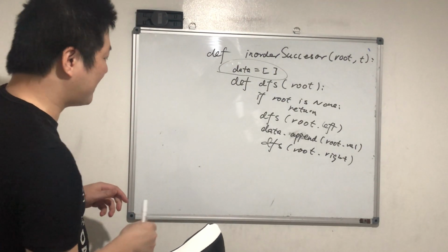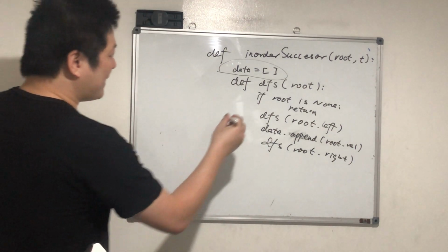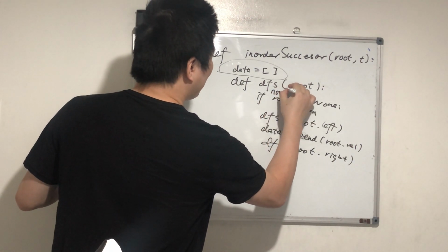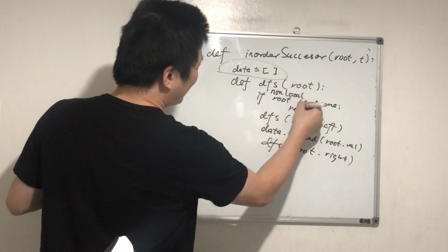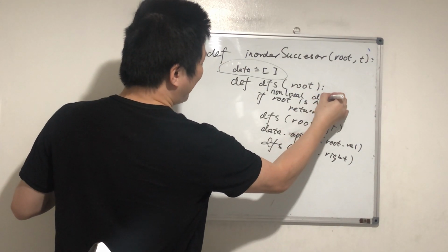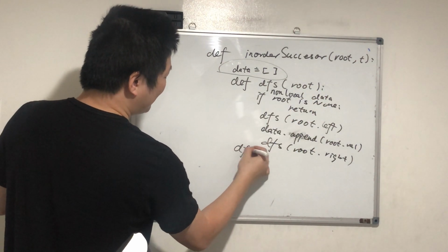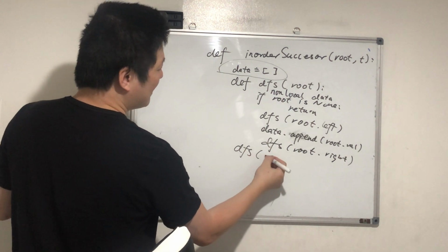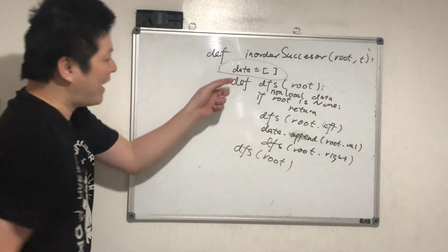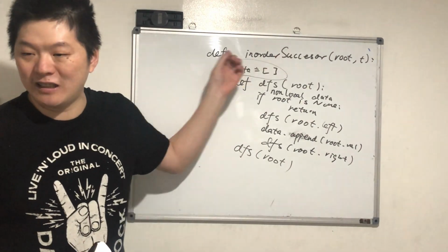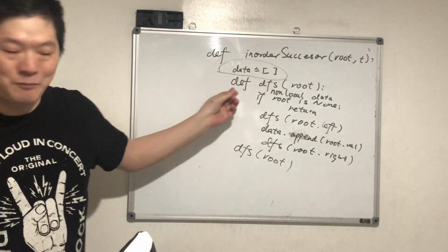Yeah, this data thingy. I think I have to put this non-local thing, remember? Non-local, because this is not in the scope, I have to reference it here, right? And here I say DFS root, okay? And after that, data will contain the sorted list, right? Then what should I do?